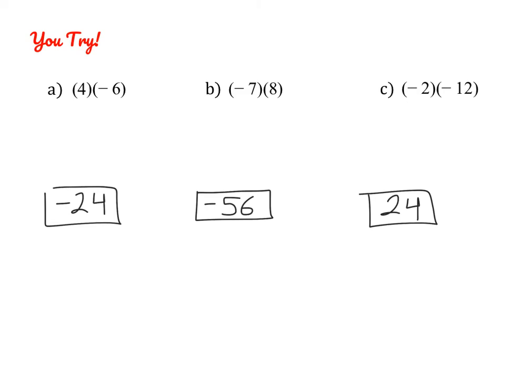So go ahead and check your work. Part A, you should have negative 24 because only 1 is negative. Part B, you should have negative 56 because only 1 is negative. Remember, it doesn't matter which value is larger. As long as 1 is negative, your answer will be negative. However, for part C, when you multiply 2 negatives, they become a positive.